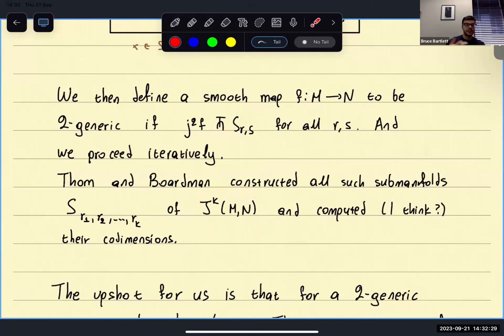So Thom and Boardman constructed all of these submanifolds, and I think they also computed the relevant codimensions. It's a massive piece of work.